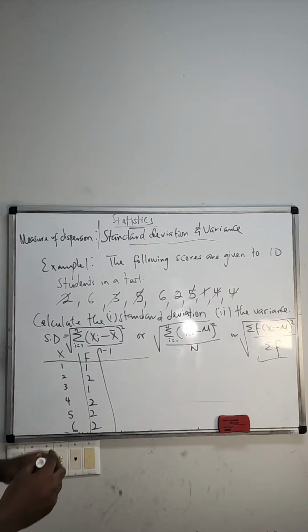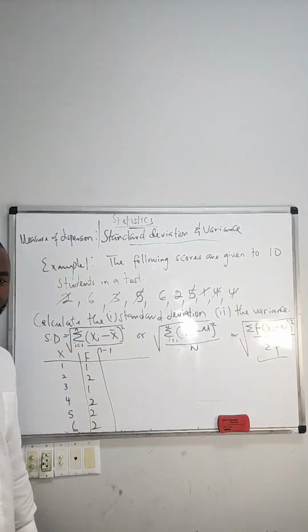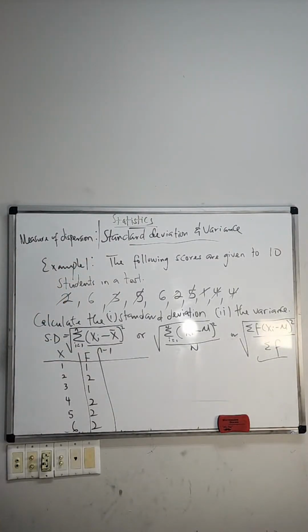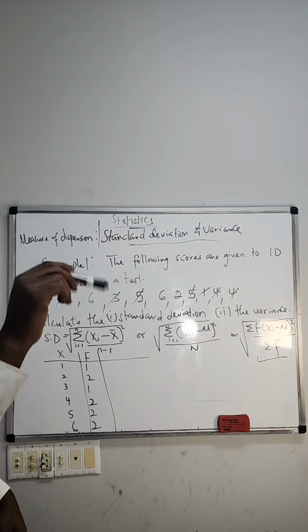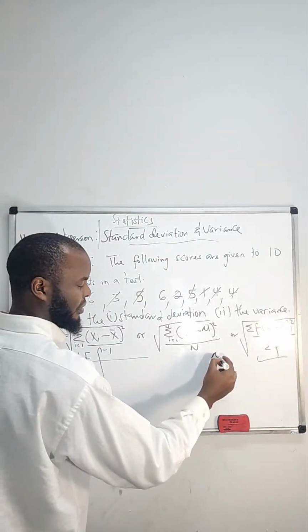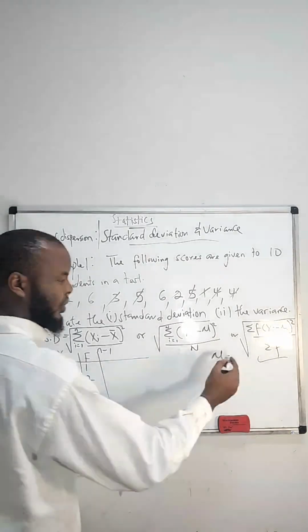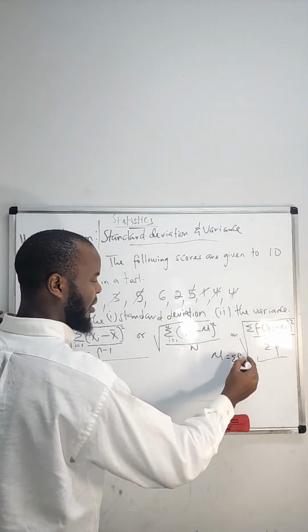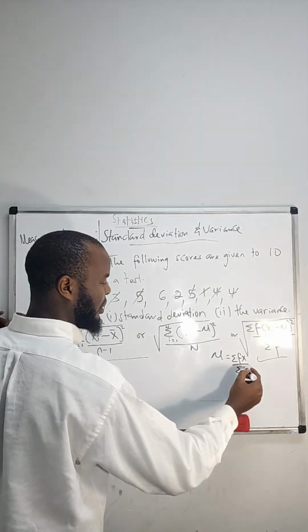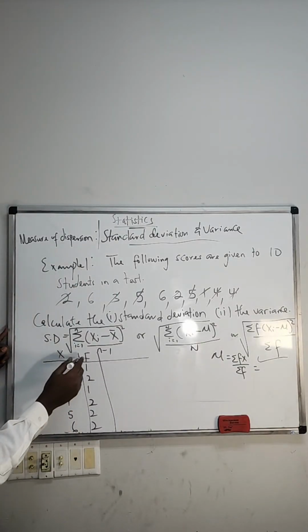You want to compute xi minus mu. It's not m, it's mu. You write a u and do it like this. So you need to calculate your mu first. You have to calculate the mean. The formula for the mean, you remember? Summation fx over summation f. So we need fx.